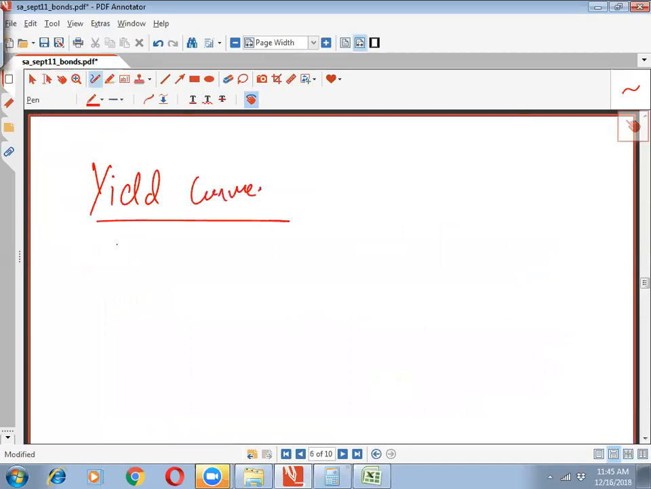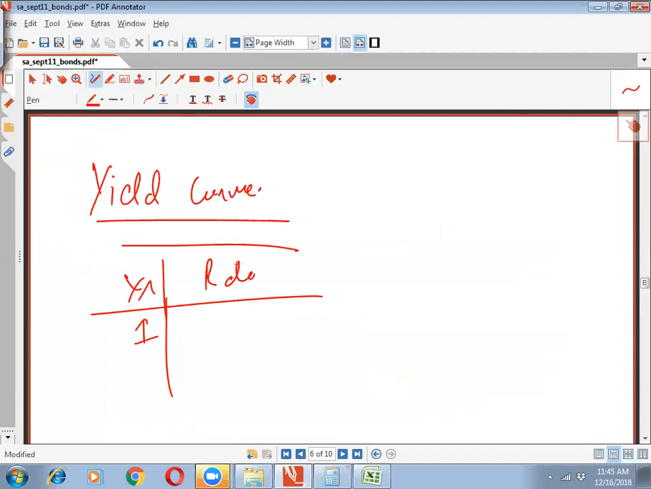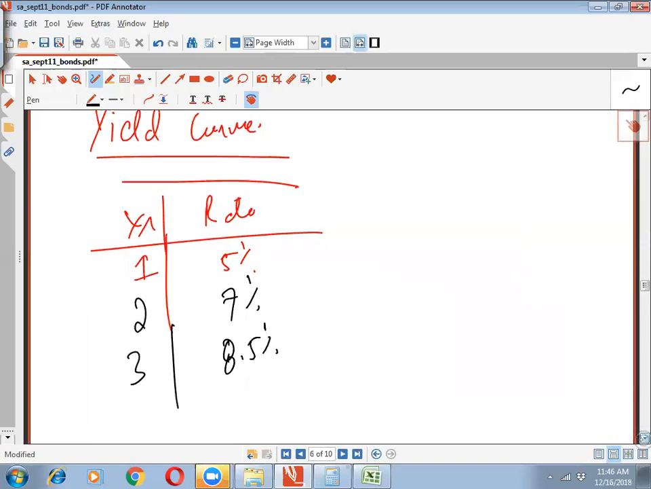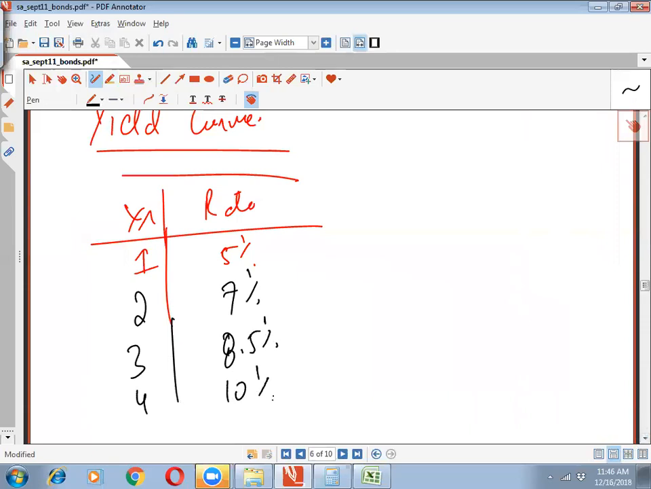Let's assume you go to a bank and say, I want to borrow for 1 year, what is going to be the interest rate? The bank tells you 5%. For example, you say that you want to borrow for 2 years. The bank would say that the interest rate applicable would be 7%. If you go for 3 years, the bank might say 8.5%. If you go for a 4-year loan, the bank might say 10%.